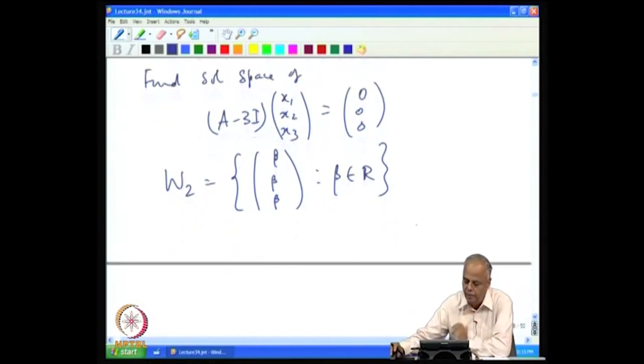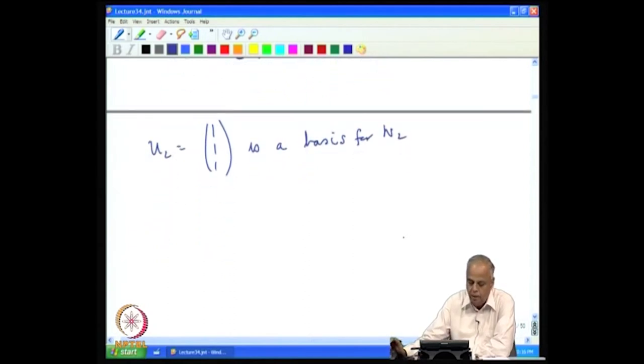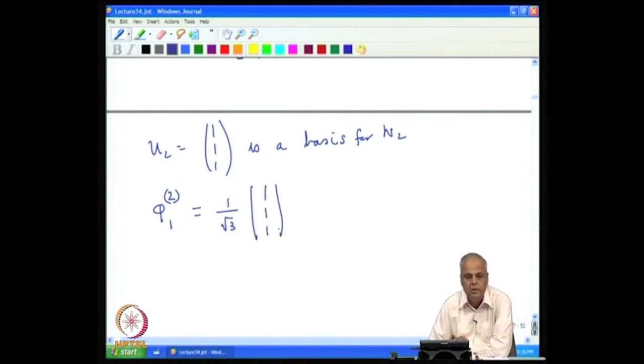So, now again we easily see that U2 equal to (1, 1, 1) is a basis for W2, and this is not normalized. So, we construct the orthonormal vector corresponding to the eigenvalue lambda 2, and there is only one of them because the algebraic multiplicity is 1. If we divide by the length, we get 1 by root 3 times (1, 1, 1). So, that is the orthonormalized eigenvector corresponding to lambda 2.